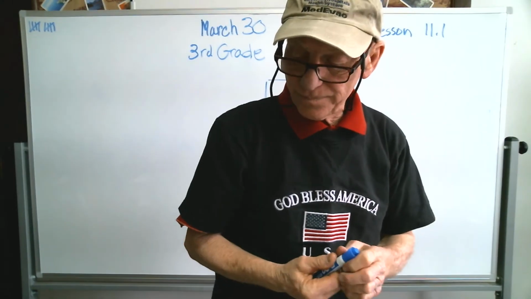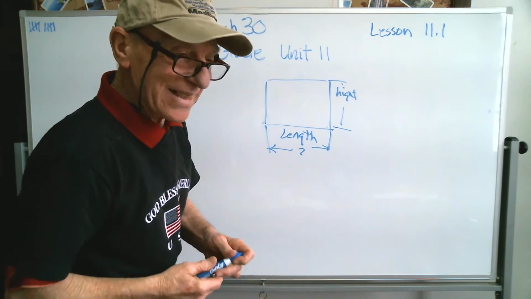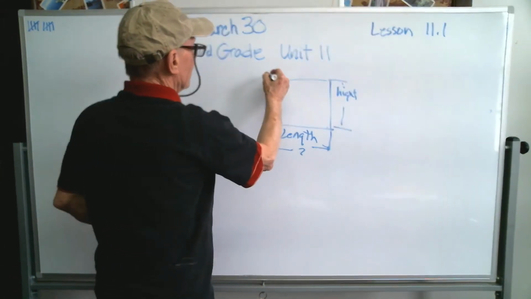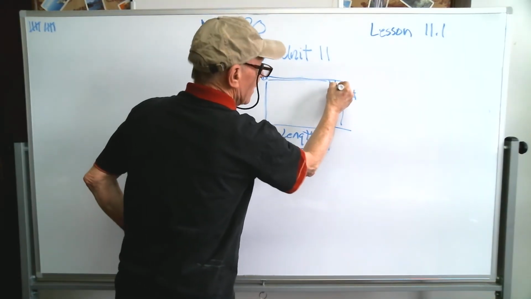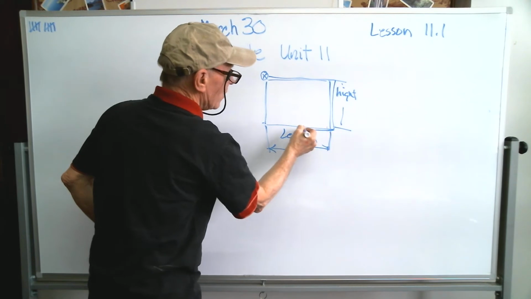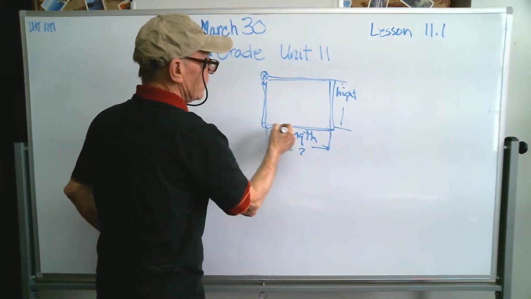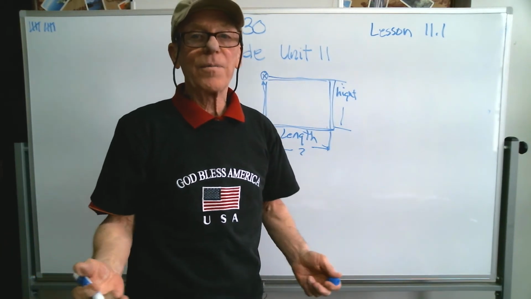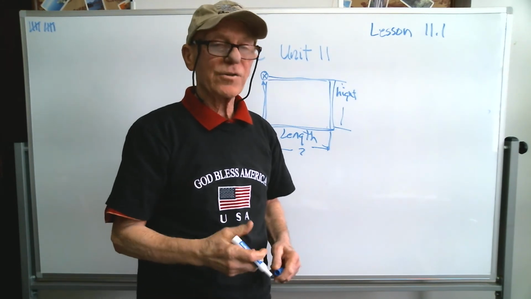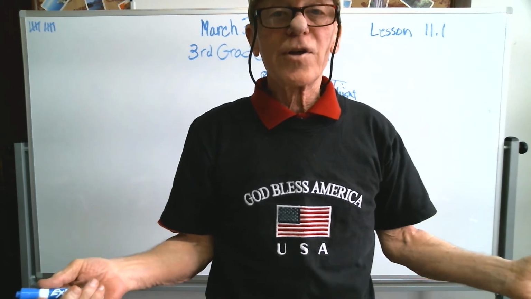Perimeter. Perimeter is just the distance. If we start right here, and we go here, down the side, across the bottom, and back up to here, that distance around the outside is the perimeter. So when we start calculating perimeters, it's just the sum of the lengths of those four sides.